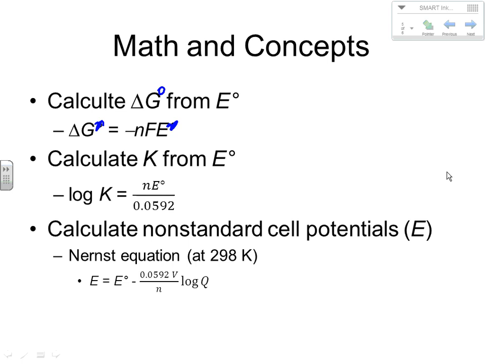Nernst equation. If you're calculating non-standard cell potentials, E instead of E naught. And remember, that's going to be when you're not at 1 molar concentration, not at 1 atm pressure. So if they're giving you pressures and concentrations, you're going to be using the Nernst equation. You either are given E naught or you have to find it using cell potentials. And then you're going to subtract from that how much that changes based upon that equation.